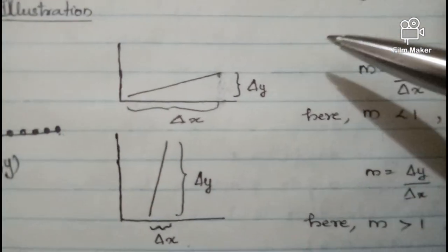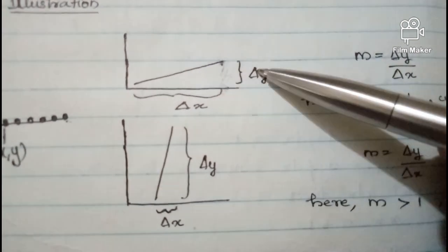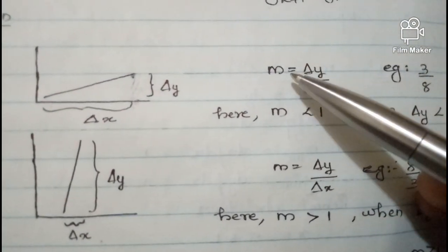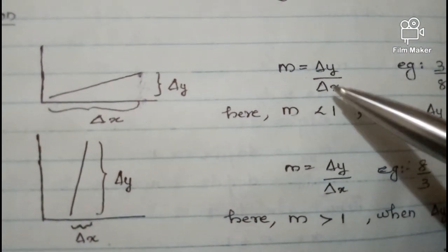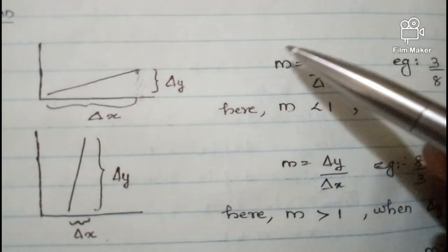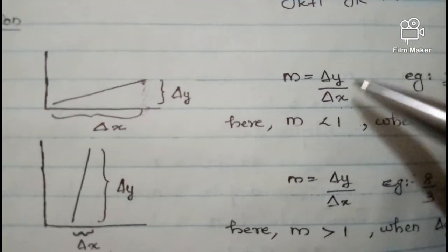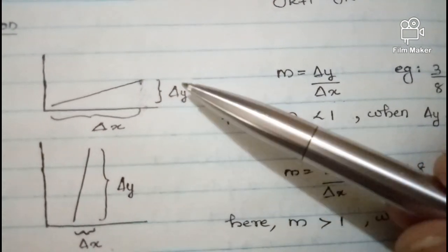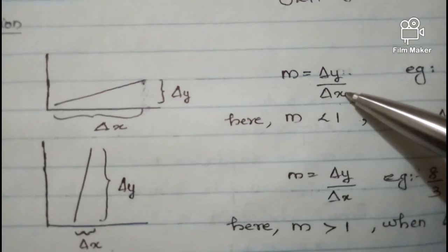When we closely observe this figure, we can understand that comparatively delta x is greater than delta y. So we can write the equation of slope, m is equal to delta y by delta x. We all know that slope can be calculated using this equation. Now as we observed in this figure, delta x is greater than delta y. That means compared to this value, this is greater.